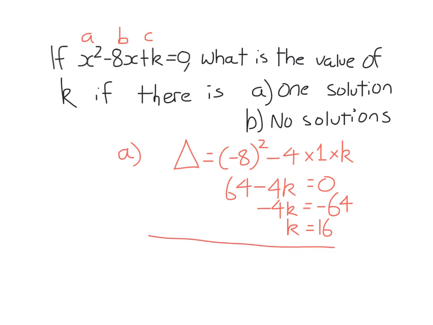So what about if it had no solutions? Well, that would mean here that 64 minus 4k is less than 0. So rather than going through these processes, we know it'll have to do something with 16. 64 minus 4k will be negative, less than 0, if k is greater than 16. So if you have something like x squared minus 8x plus 17, k is 17, for example, if you have x squared minus 8x plus 17 equals 0, there would be no solution. Any value higher than 16, there'd be no solution.